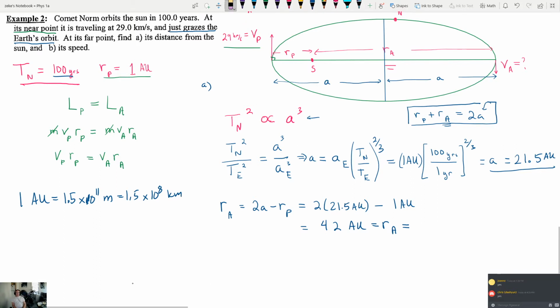So let me fix this real quick. If we do a conversion factor, then this is basically just 42 times this number. So 42 times 1.5 times 10 to the 11. And we're going to get 6.3 times 10 to the 12 meters, if we just use that conversion factor. Okay, that's part A.